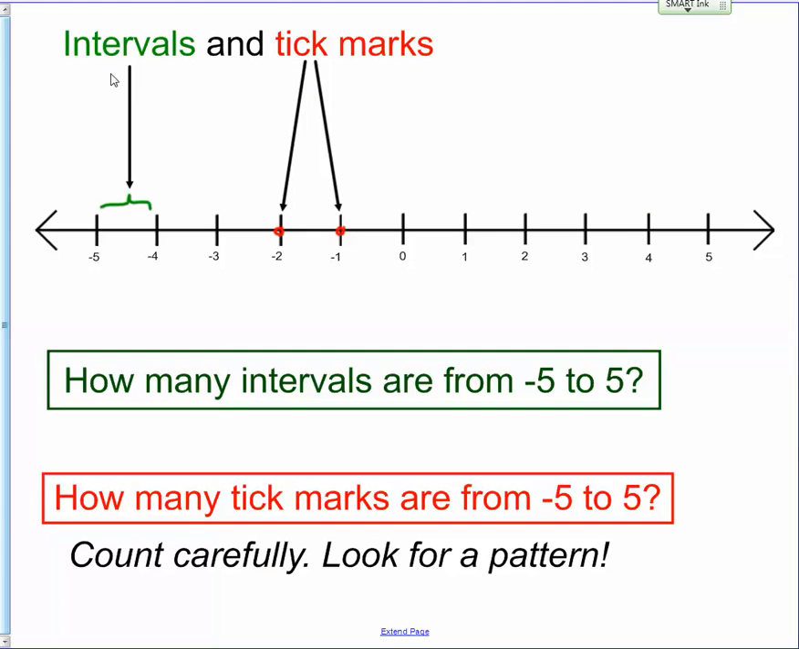All right, then we talked about intervals and tick marks, and make sure you see this pattern. From -5 to 5, there are 10 intervals, but there are 11 tick marks because you need one at the beginning and one at the end. So in between -5 and 5, there are 9 tick marks for 10 intervals, and then you have a tick mark at the end of that and a tick mark at the beginning of that. So I said look for the pattern. So on a number line, you'll have one more tick mark than the number of intervals, and the intervals are the distances between the tick marks.